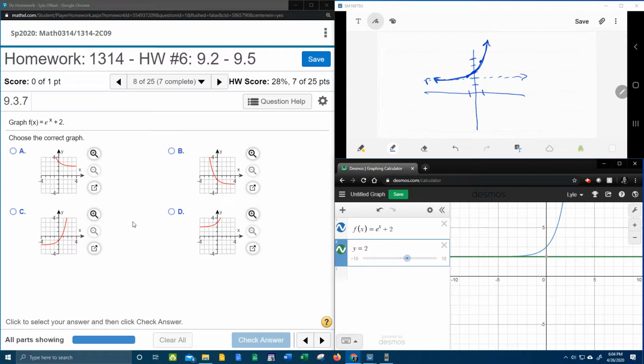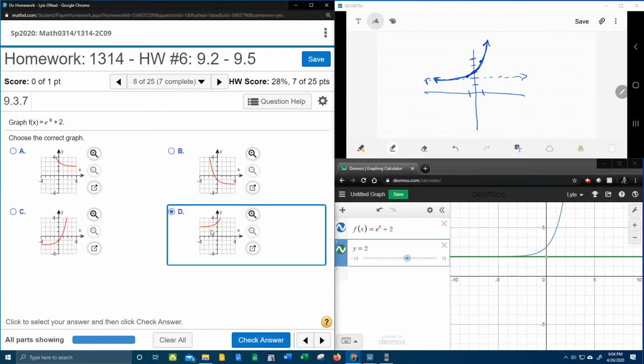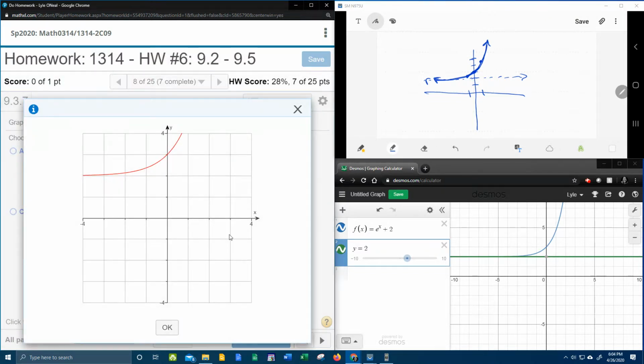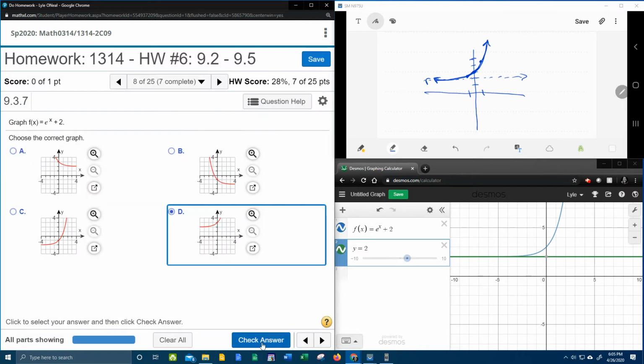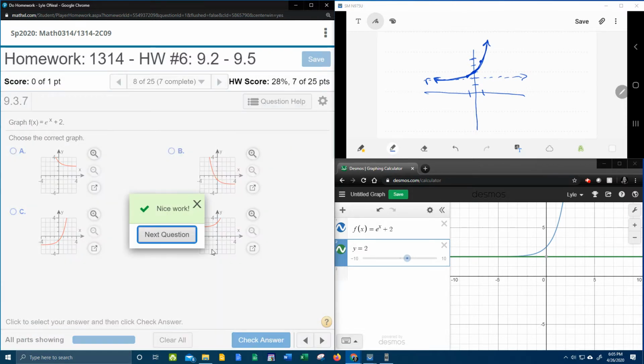Now, which one of these graphs is that? Well, that looks a lot like D. Can I pull that out and make sure? Let's see, this goes up to 4. 1, 2, 3, and an asymptote at 2. Yeah, so I feel good about D. Bam! So there's that problem.